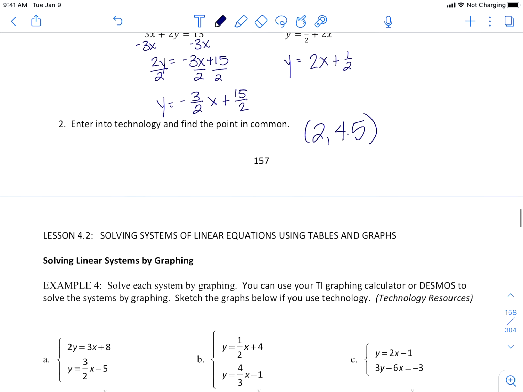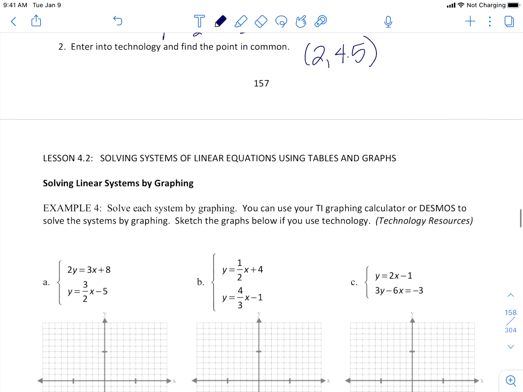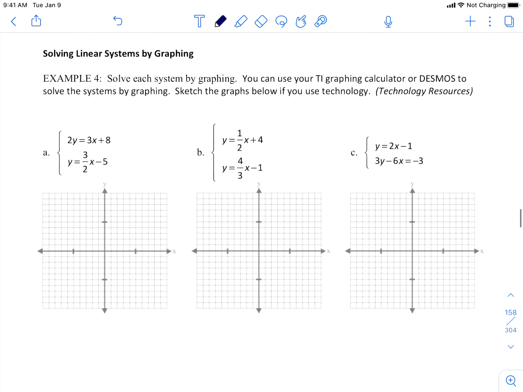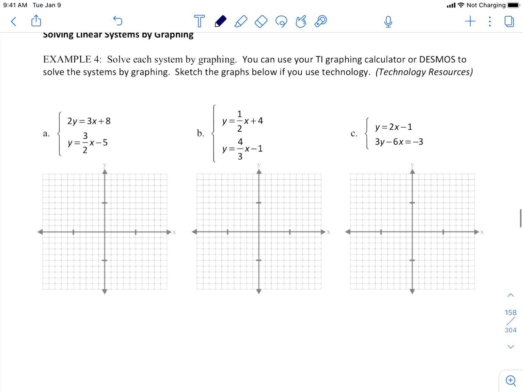Okay, we're also going to talk about solving by graphing. So we're going to solve each of these by graphing. It says we can use our graphing calculator or Desmos to solve by graphing. We're going to sketch the graphs below. We're going to draw these by hand, and then I'll show you how we can check it on Desmos.